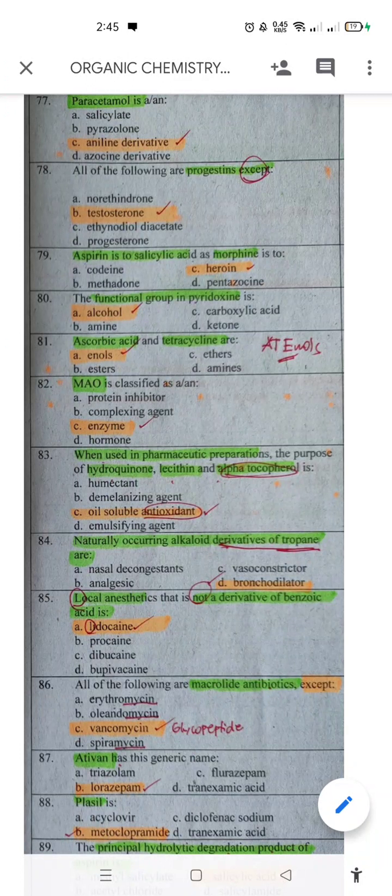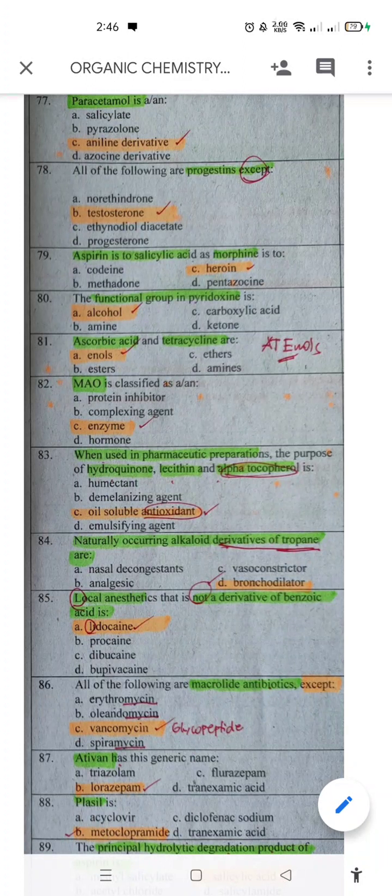Progestins and progesterone promote the development of secretory endometrium that can accommodate implantation of a newly formed embryo. Examples of progestins are progesterone, norgestrel, norethindrone, megestrol acetate, and ethinyl diacetate. The exception here is testosterone.